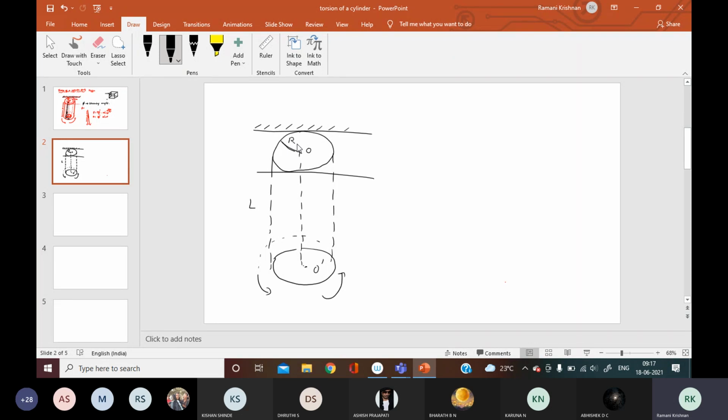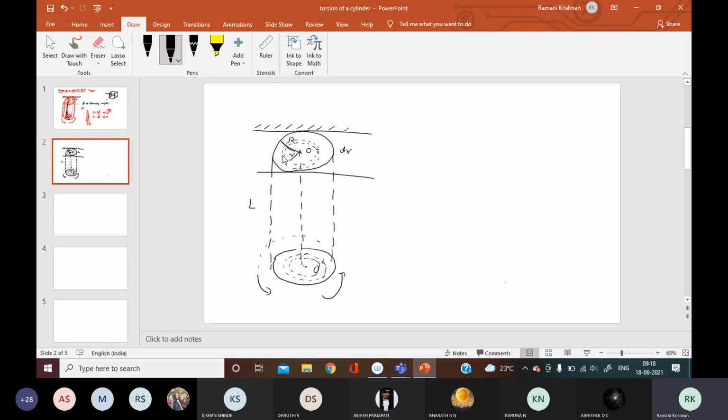In this, what I am doing, I am taking one layer. The cylinder is made up of so many layers. The same layer at the lower end is also taken. The radius of this layer which I have taken is r, and the thickness is dr.